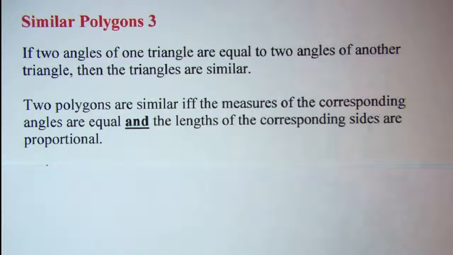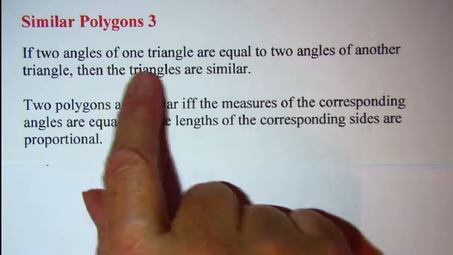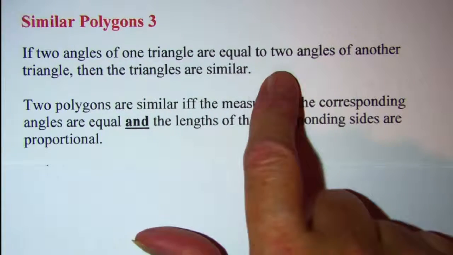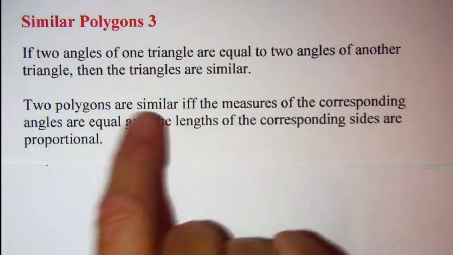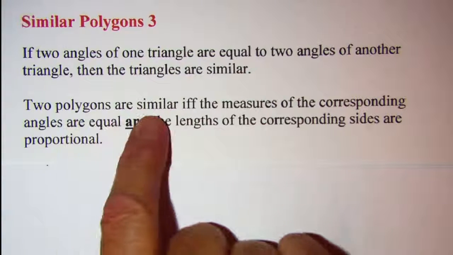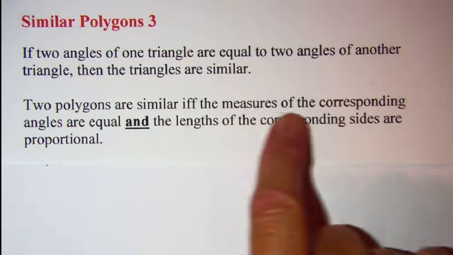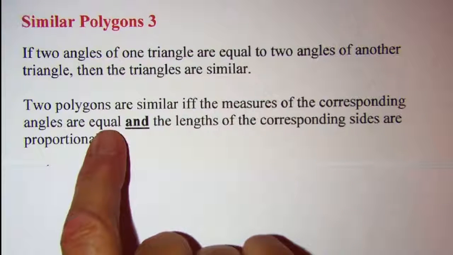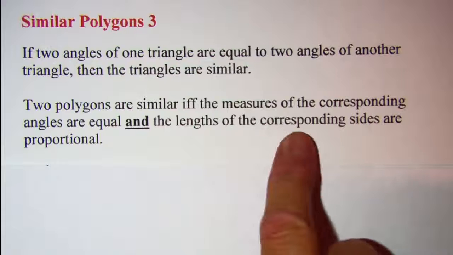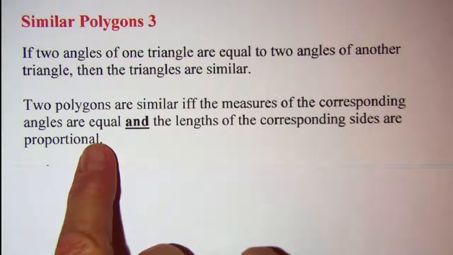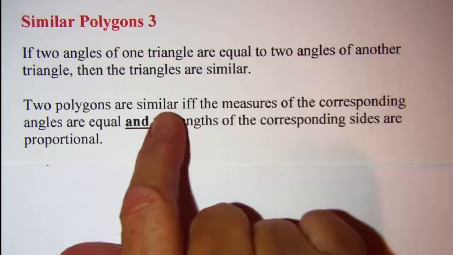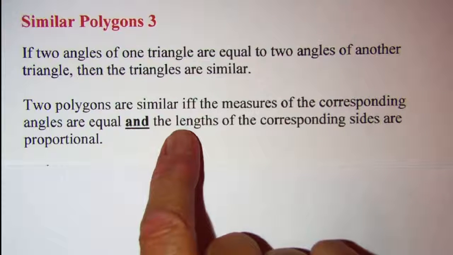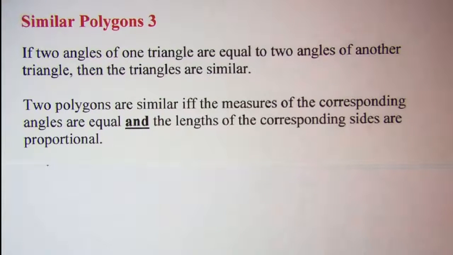In this video, we'll be solving a problem with similar polygons. If two angles of one triangle are equal to two angles of another triangle, then the triangles are similar. And two polygons are similar if and only if the measures of the corresponding angles are equal and the lengths of the corresponding sides are proportional. So first we'll show that we have similar triangles, and then we'll use the fact that they're similar to set up a proportion to solve for missing sides.